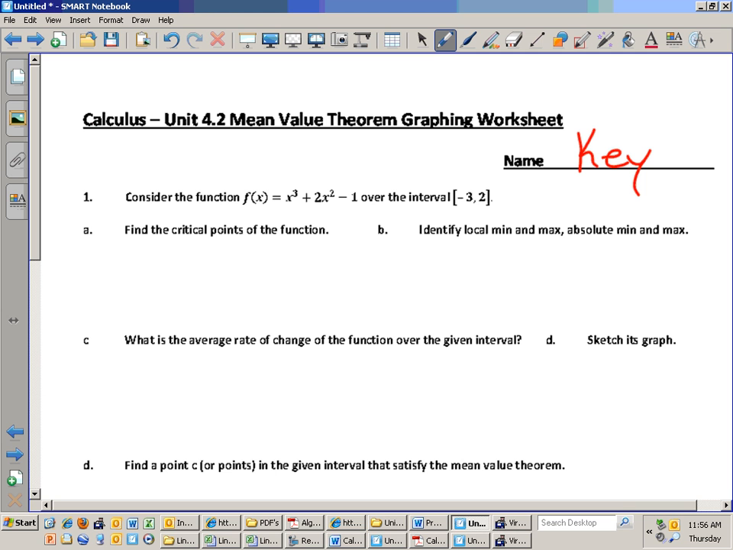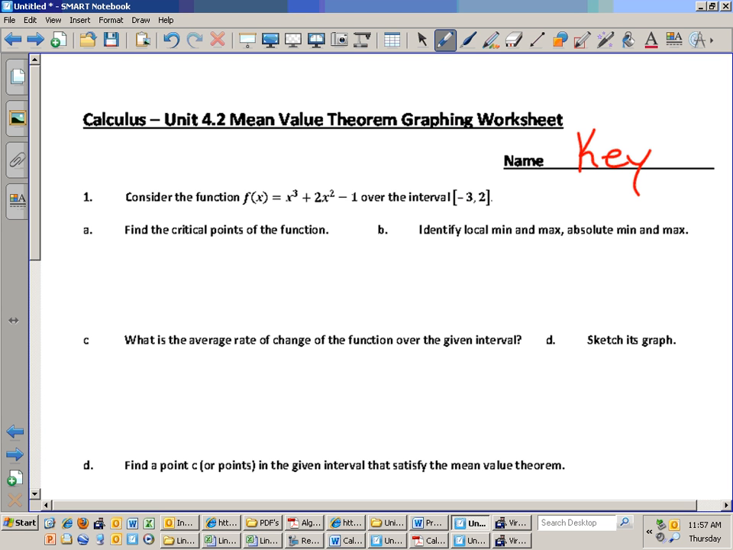So it says consider the function f of x equals x to the third plus 2x squared minus 1 over the interval -3 to +2. Now let me ask you first. It says find the critical points of the function, or critical numbers. Where do critical numbers exist? Wherever the derivative is equal to 0. Where else?